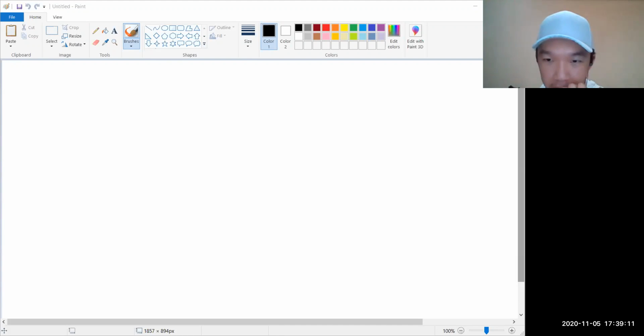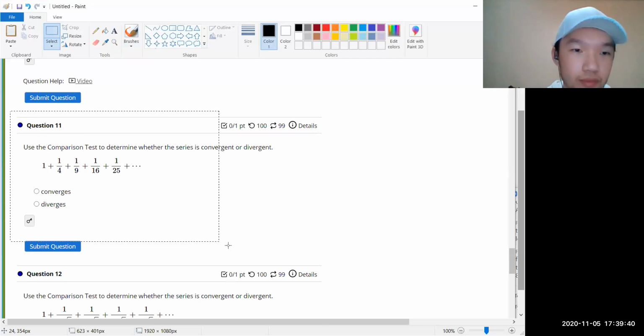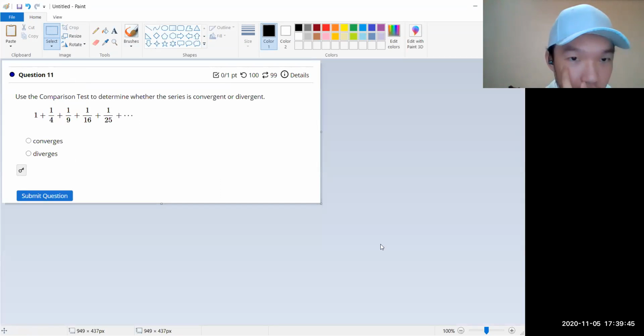Question 11, how do you compare it to a series? Could you just let me know what section that is so I can pull it up? 8.3, okay. Question 11, let's see. All right. So here's question 11. This says, use the comparison test to determine whether a series is convergent or divergent.